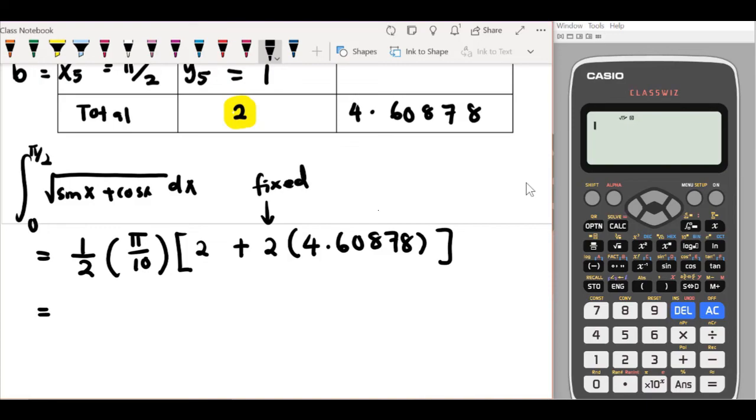And then after that, you just have to compute it using your calculator. So we will get 1.7621 for 4 decimal places. And that would be the approximate of the definite integral. So that's all for the trapezium rule.